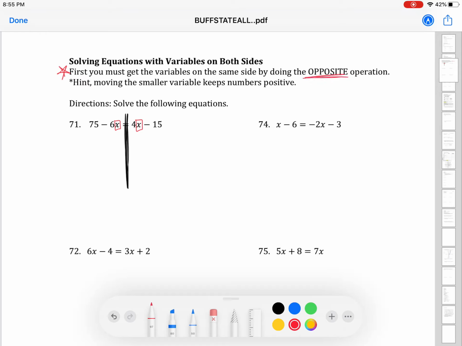So what you're going to have to do right here, it says first you must get the variables on the same side by doing the opposite operation. When they're on opposite, it's kind of a nice shortcut, or a nice way of thinking about it.